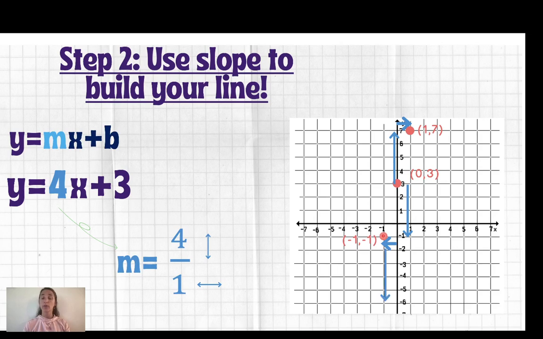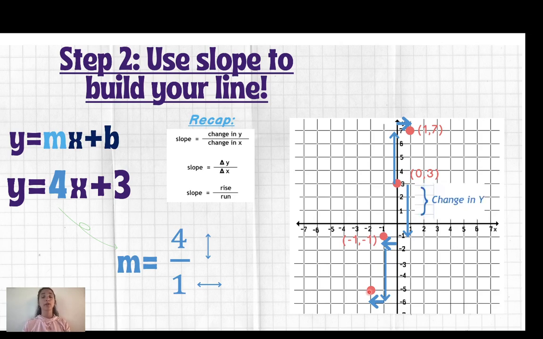However, you can also repeat the process to get additional points as appropriate for your coordinate plane. Again, moving down 1, 2, 3, 4, and to the left 1 unit. Recap. Recall that we refer to slope as change in y over change in x. This also can be referred to as rise over run.